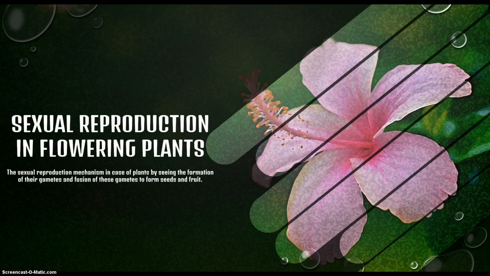Good morning students. So today we are going to discuss the second chapter of class 12. If you haven't gone through the first chapter, I recommend you go to the first chapter, see the videos of the first chapter and then come to the second chapter. The second chapter is sexual reproduction in flowering plants, where we'll see how plants reproduce sexually by producing gametes, and then these gametes fuse to form seeds and corresponding fruits.